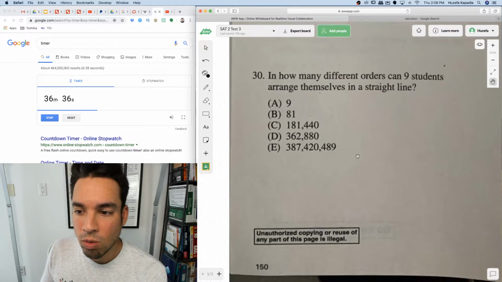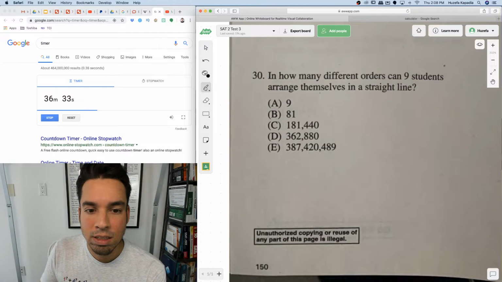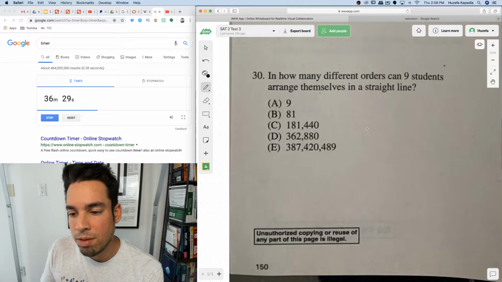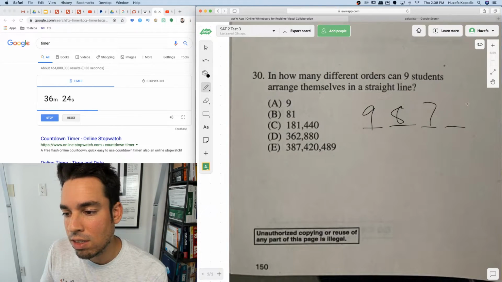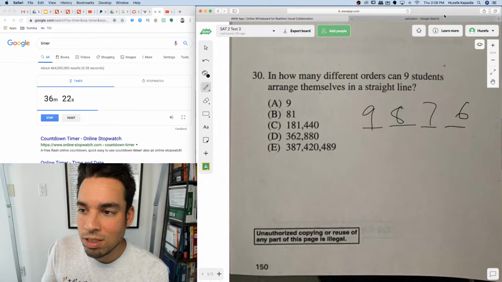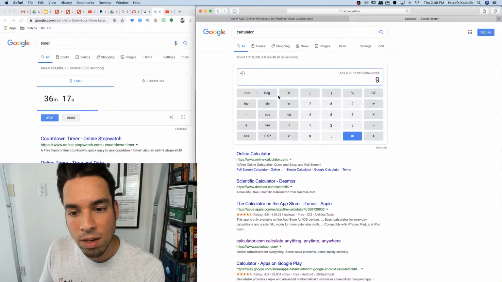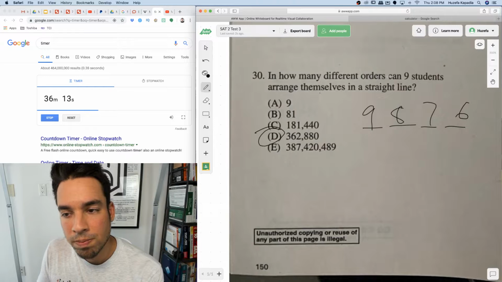In how many different orders can 9 students arrange themselves in a straight line? It's 9 factorial, whatever that is. Okay, because for the first spot, we can have 9 options. And once we choose that first spot, it's got to be 8, then 7, then 6. And we go all the way down, which is literally 9 factorial, which is this exclamation mark. And again, you have your calculator, so it's this one, right? 362,880. All right.